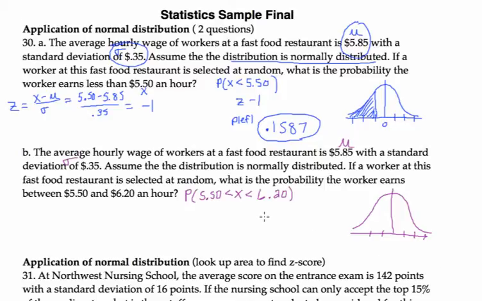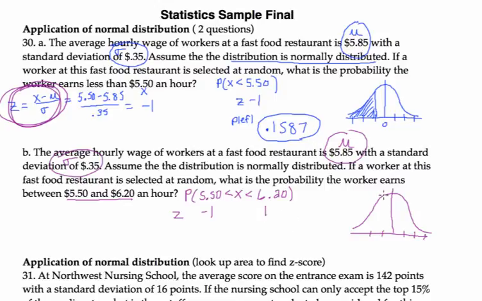Same original data of mu, sigma. So now I want to know if one worker is selected at random, what's the probability that their wages are between 5.50 and 6.20? So what's the probability that the data values are between 5.50 and 6.20? First thing we have to do is standardize this, change it into z-scores. So we use the same formula up here to change 5.50 into a z-score, which we already did. That z-score is -1. And for 6.20, 6.2 minus mu divided by standard deviation, we find that that z-score is 1.